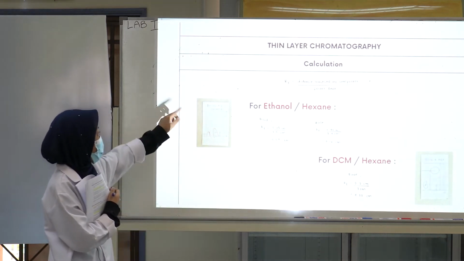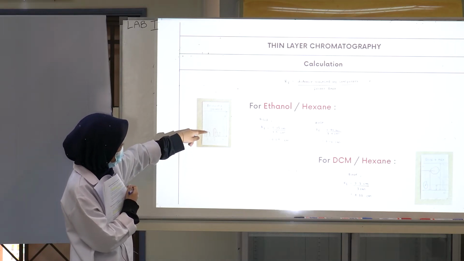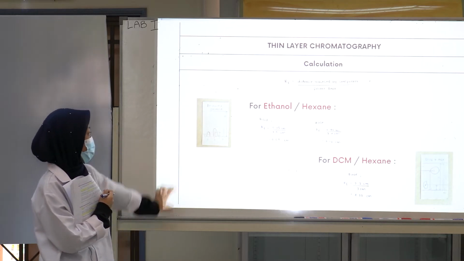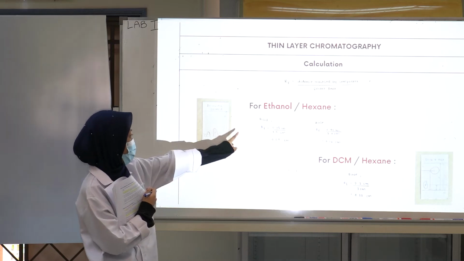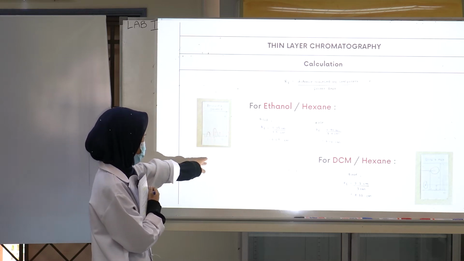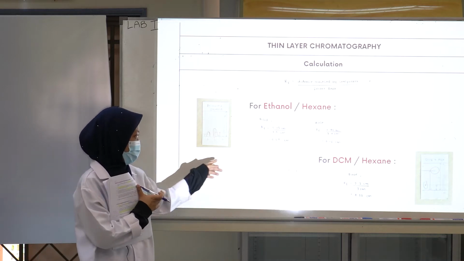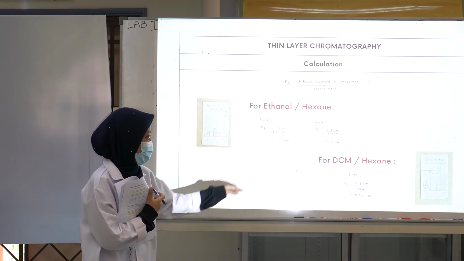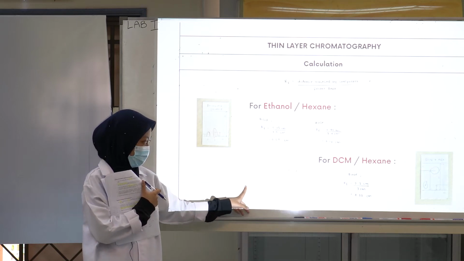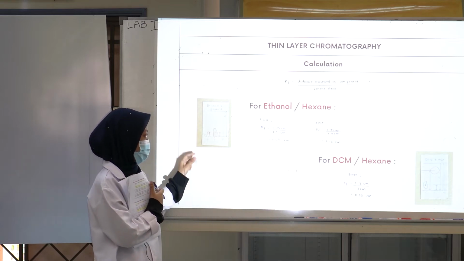So here RF is the distance traveled by the component divided by the distance traveled by the solvent front. For the first chamber, which is ethanol plus hexane, we got the RF value for acid as 0.09 and for base 0.16. And next, the next chamber, which is DCM plus hexane, for acid the RF value is 0.20 and for base is 0.73.